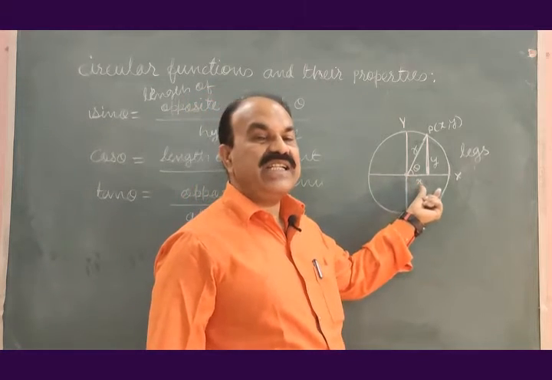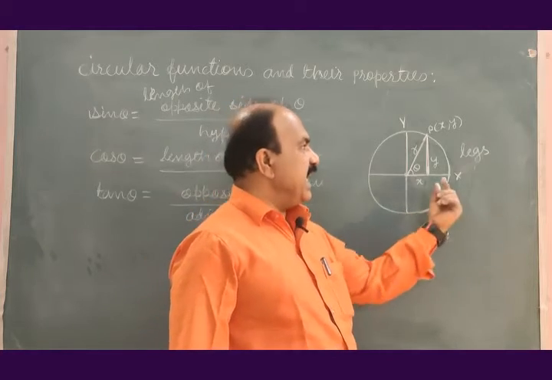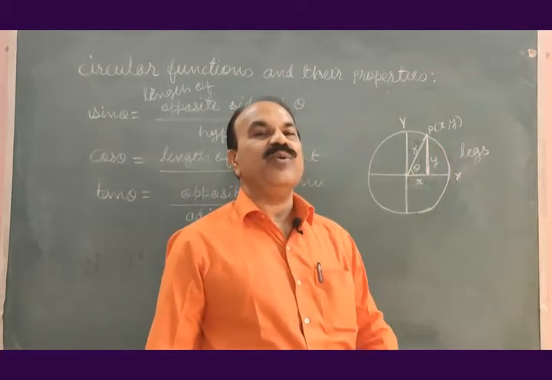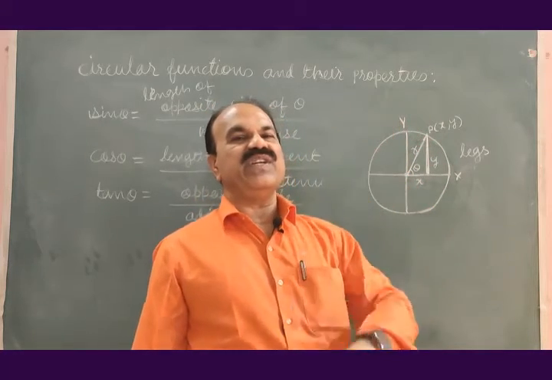Length of the horizontal leg of the right angle triangle is x. Length of the vertical leg of the right angle triangle is y. Length of the hypotenuse is r.